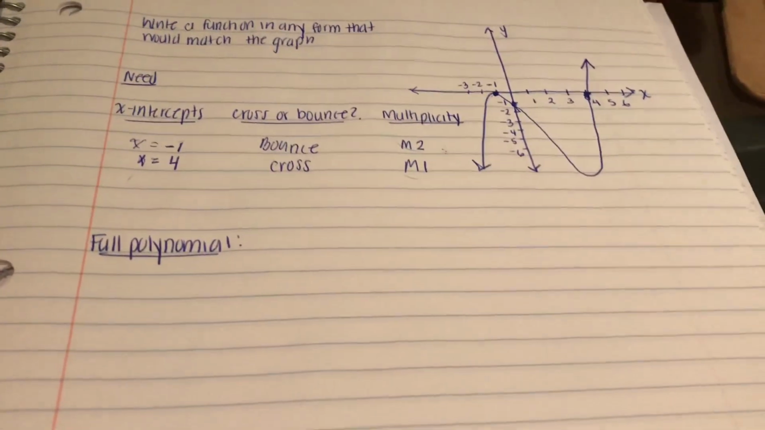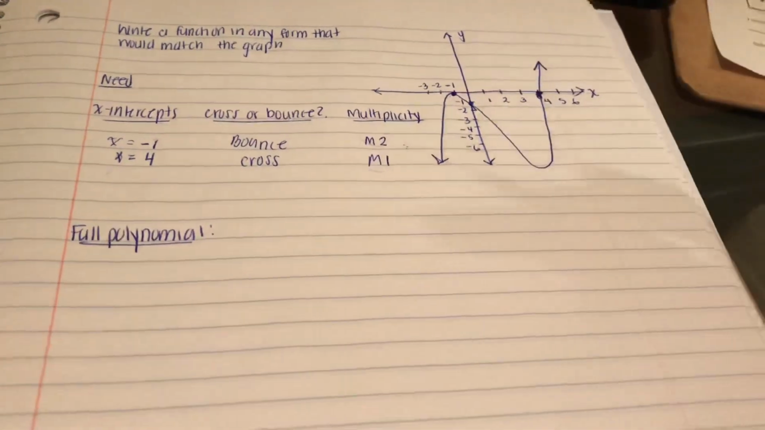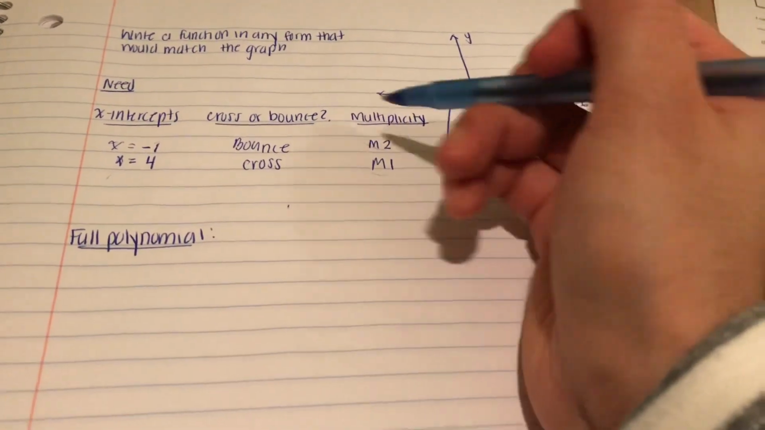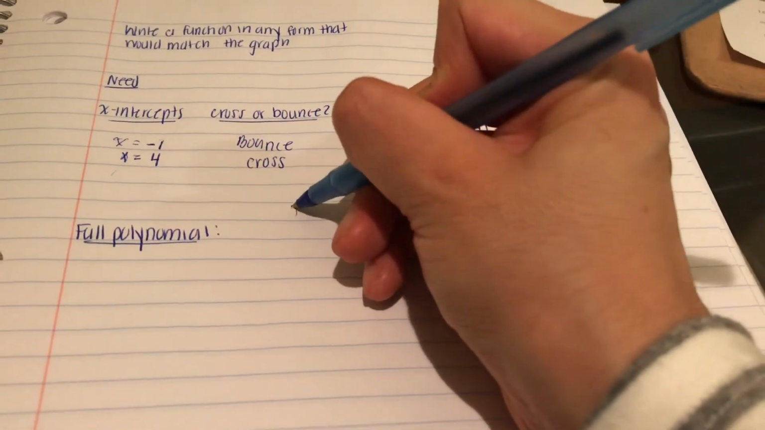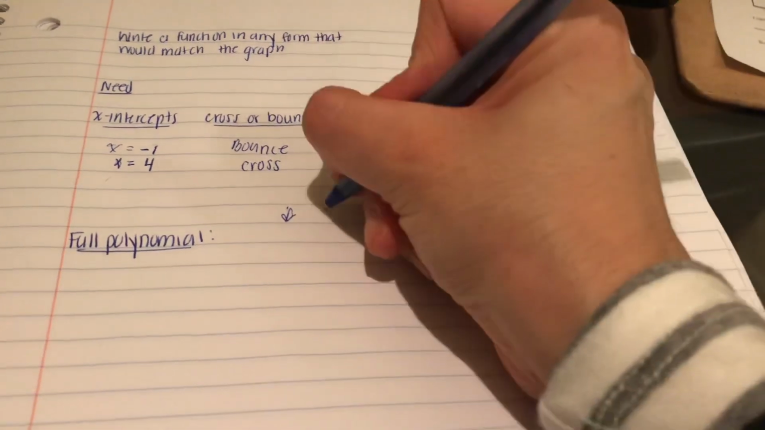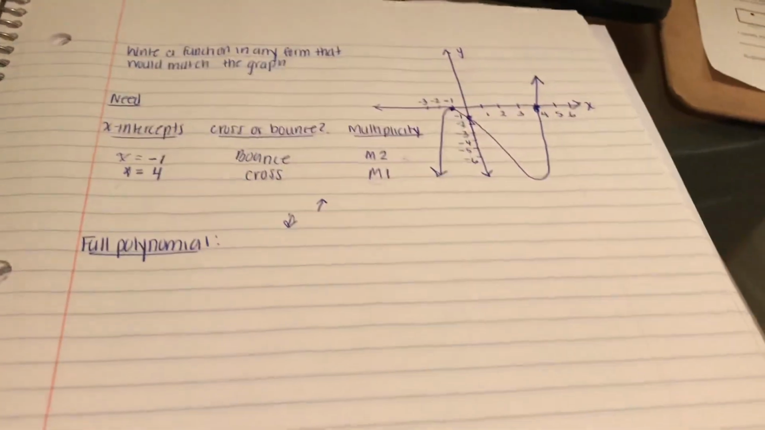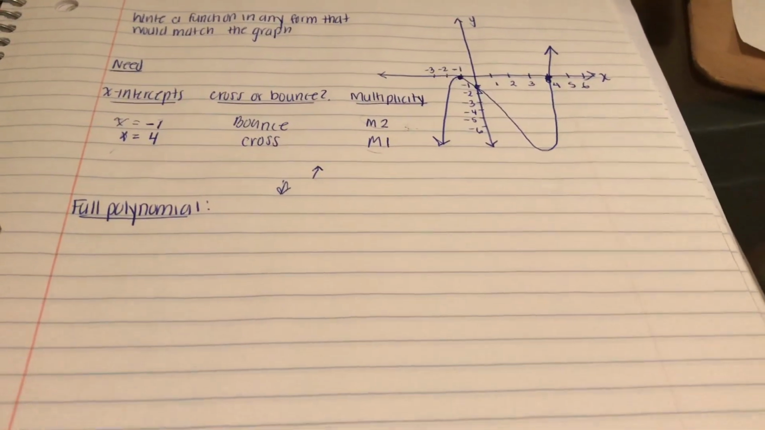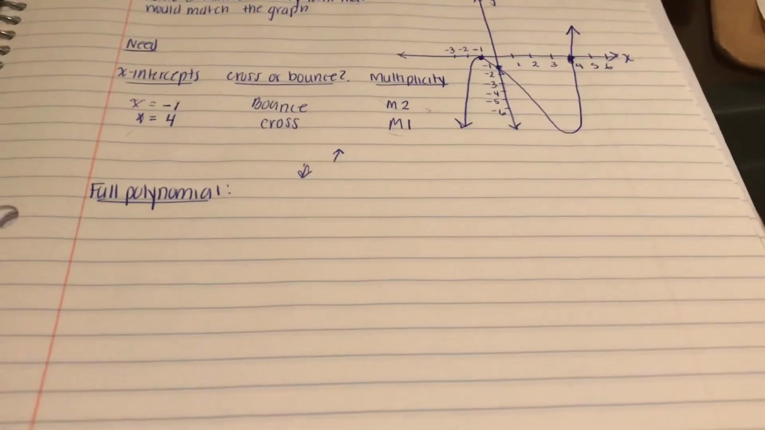Now we're ready to write out the full polynomial. So before doing that, let's look at our end behavior. As the x values get smaller, the y values are going down. As the x values get bigger, the y values are going up. So that means we're going to have an odd degree polynomial, and it's going to be with positive leading coefficient.